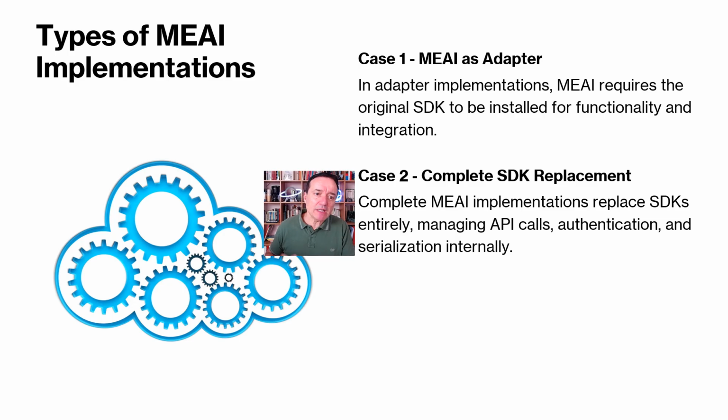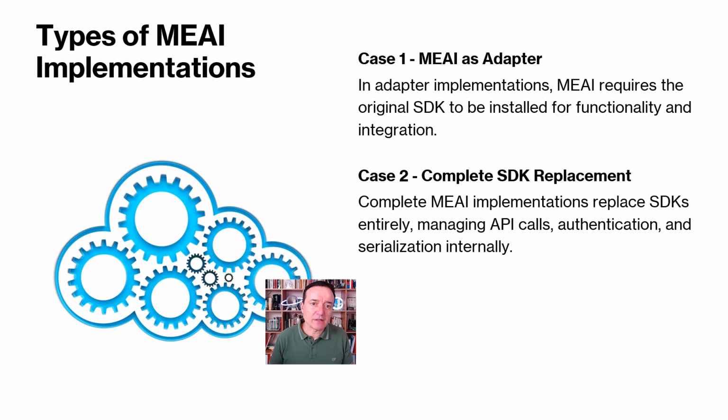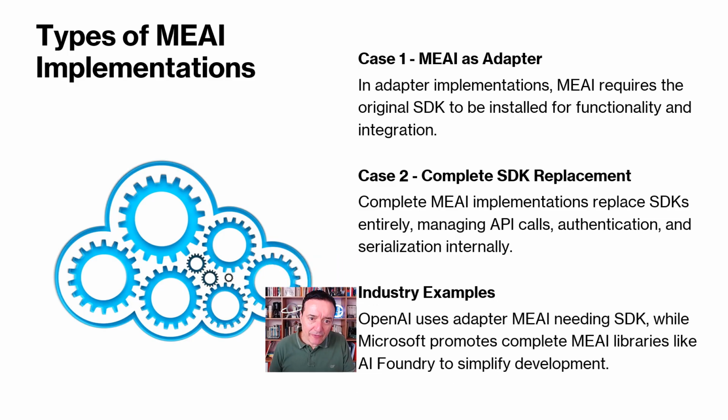That is, the library includes everything needed to communicate with the provider's service, meaning API calls, authorization, serialization. Well, in that case, we don't need to install the original SDK. Everything is handled by MAF SDK plus MEAI. The trend, which Microsoft is encouraging and has already implemented for the AI Foundry SDK, for example, is to produce complete MEAI libraries, reducing the need for vendor-specific SDKs.